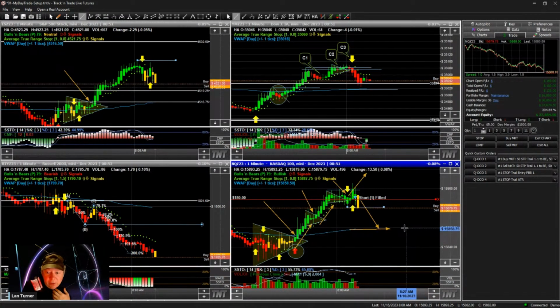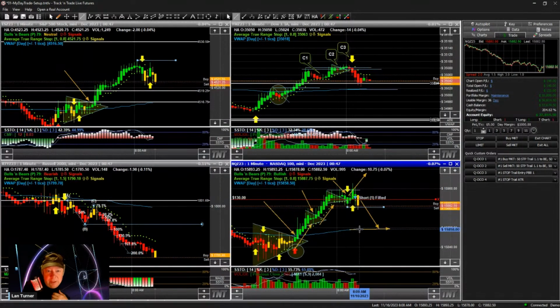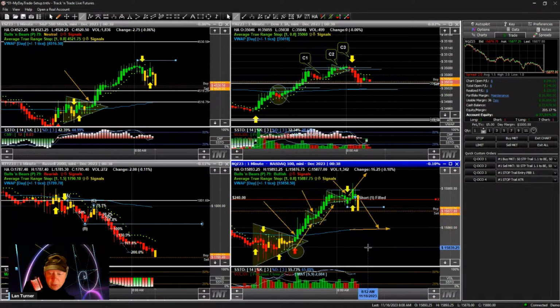But we're going to let it run. We're going to let it see if it's not going to go a little bit further. It's got to hold below that low, and I want to see it come down and test that blue line. So we're risking the $100 that we got into it.